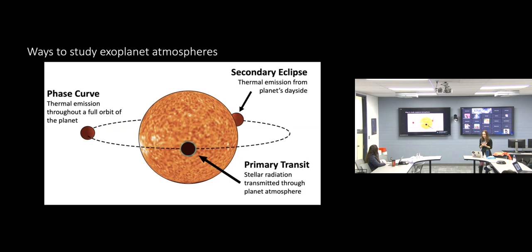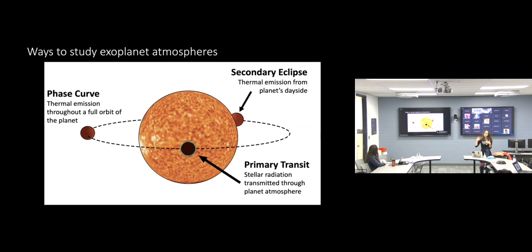The second is secondary eclipse, where the planet is behind the star from our perspective, and in that case we're measuring thermal emission coming from the day side of the planet. So we can use that emission to measure both the planet's composition, again by looking for molecular features, but also the temperature pressure profile of the planet's atmosphere.